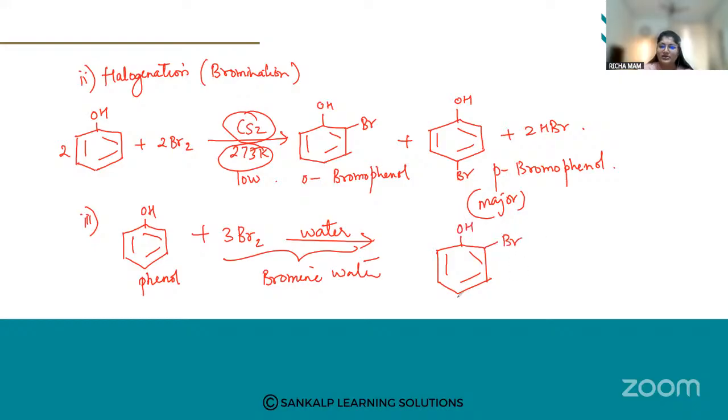Okay, so it is 2,4,6-tribromophenol. So this is the name. And it says white in color, so it will give you a white precipitate, curdy like precipitate.